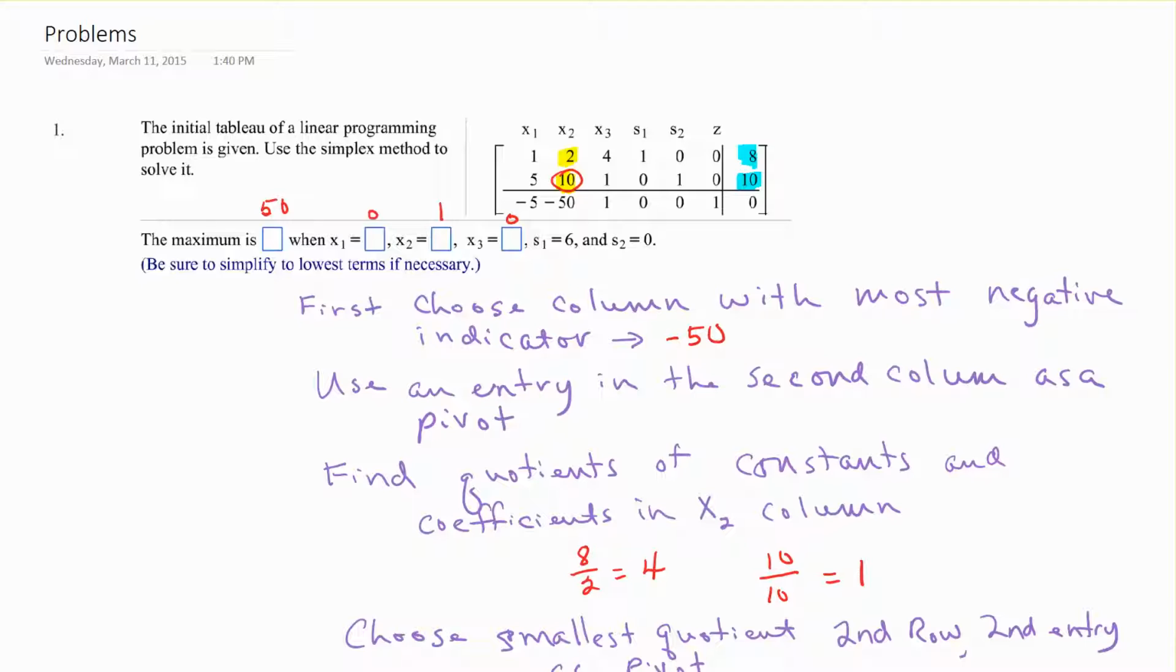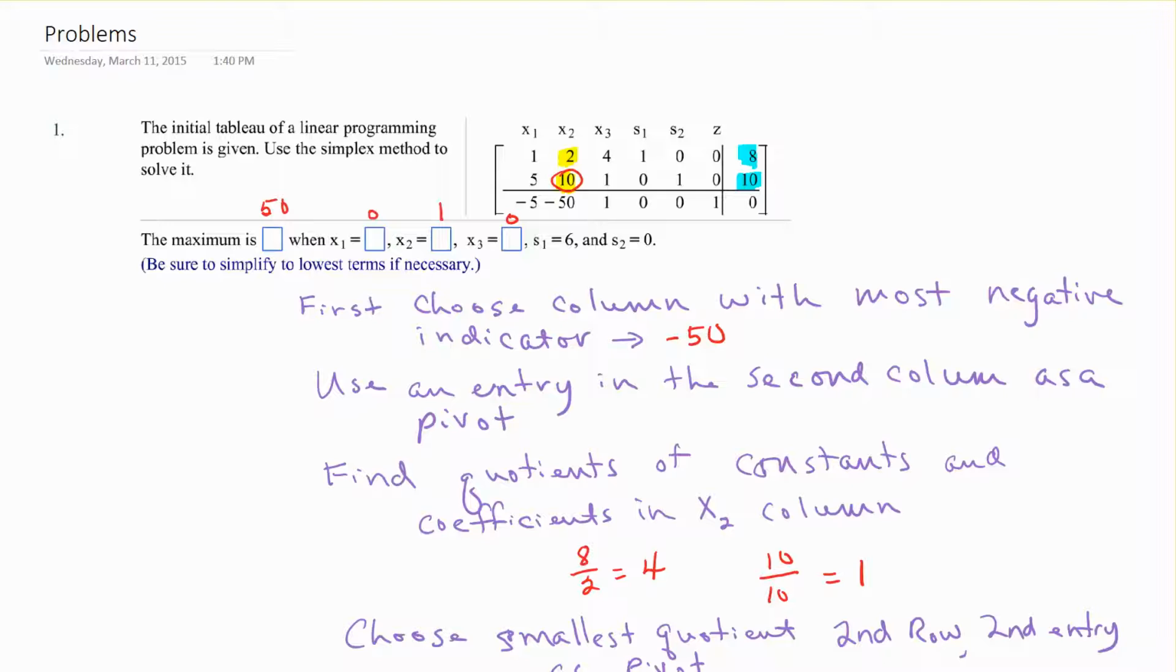So number 1 says the initial tableau of a linear programming problem is given. Use the simplex method to solve it. So we were given this blank simplex. We're given the initial tableau here. I've done some little highlighting and things that you might want to do when you're working with it. And so they're asking us to find the maximum and what x1, x2, x3 are, and they've given us S1 and S2.